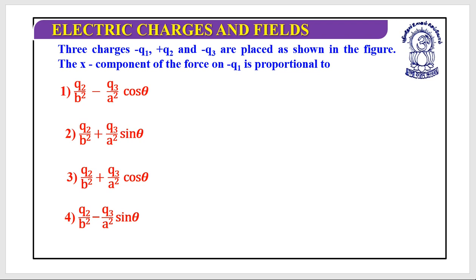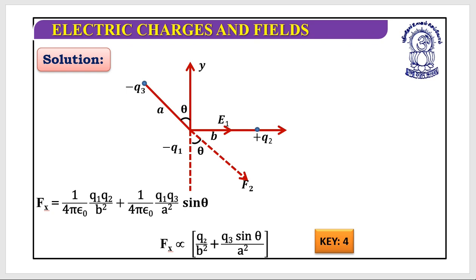What they have given is that three charges, minus q1, plus q2 and minus q3, are placed as shown in the figure. And what I require is only the x component of the force on charge minus q1, which is proportional to something. I am interested in the proportionality constant only, not a perfect answer. Now let's look at the diagram. They have put a minus q1 here, plus q2 here, and minus q3 here. Yes, this is the situation they have given.